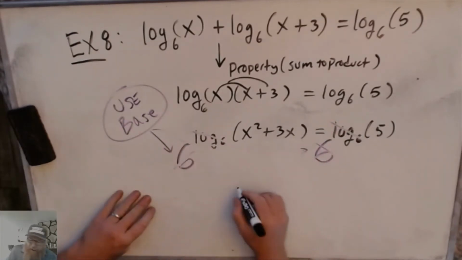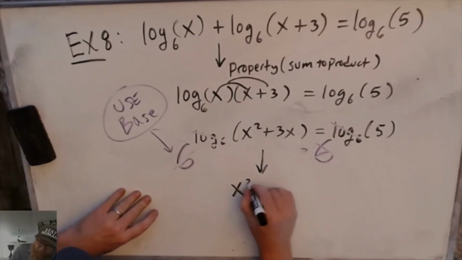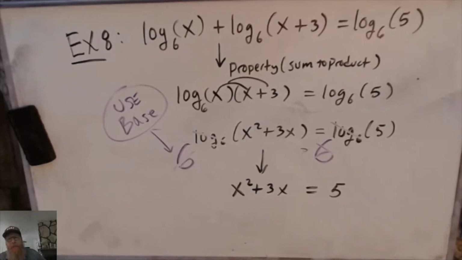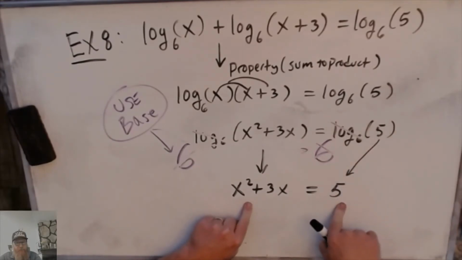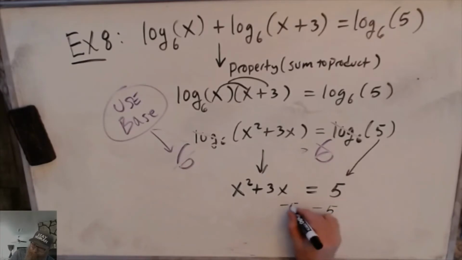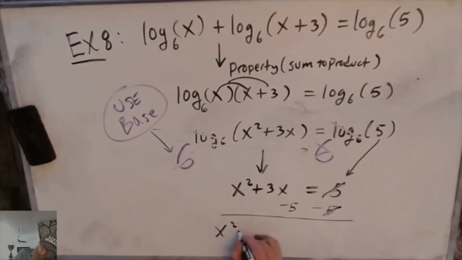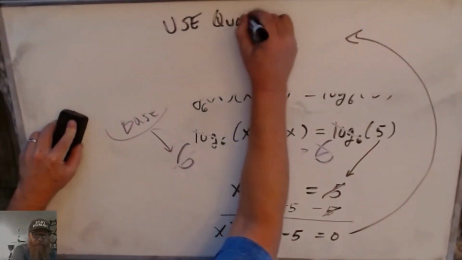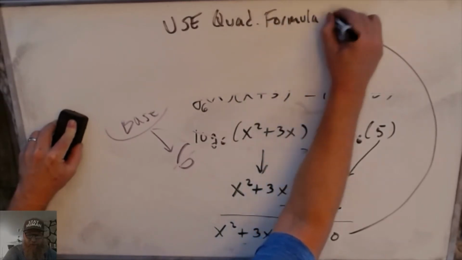And so now when you rewrite it, your exponential function just literally disappears, and you get x squared plus 3x equals 5. Now you can solve this equation by any means necessary. I'm going to use the quadratic formula. You can also try factoring. You can try completing the square. You can try whatever you like. So use the quadratic formula if necessary.